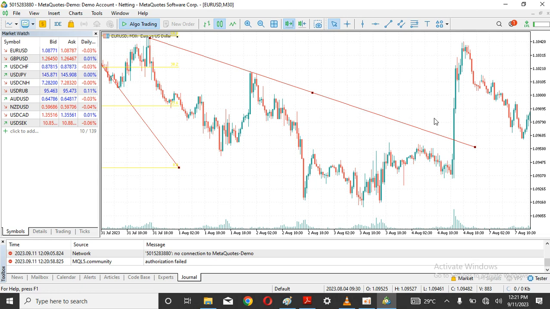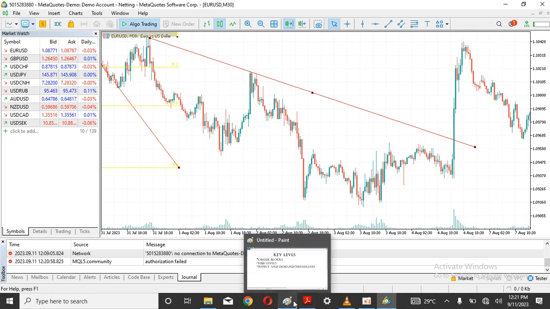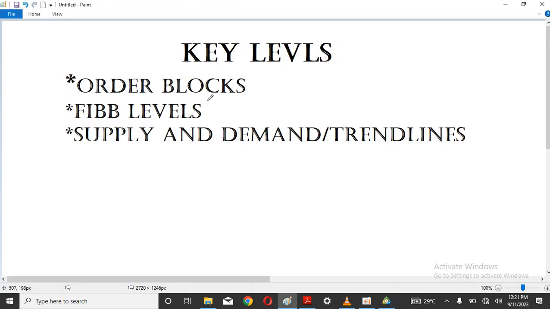But these are the three major key levels I'm going to be teaching on liquidity. These are the three key levels I'll be talking about. Order blocks, I'll tell you how to use order blocks properly when trading liquidity. I'll teach you how to use your fib levels very well and how to use your supply and demand zones very well. So just watch the video and ask questions. Like seriously, see these three key levels. This is what we're going to be sharpening our tools on.